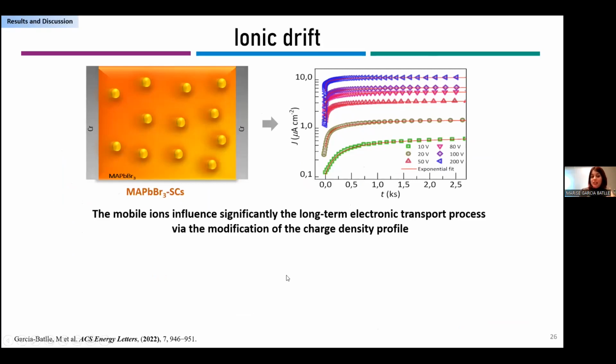The mobile ions significantly influence this long-term electronic transport process by modification of the charge density profile. So of course, the current is electronic, but the kinetics of this response is governed by ions. This is the main conclusion here.